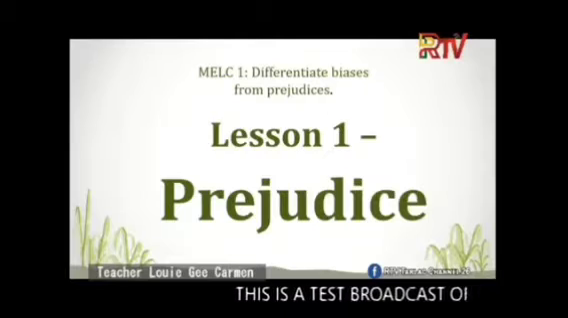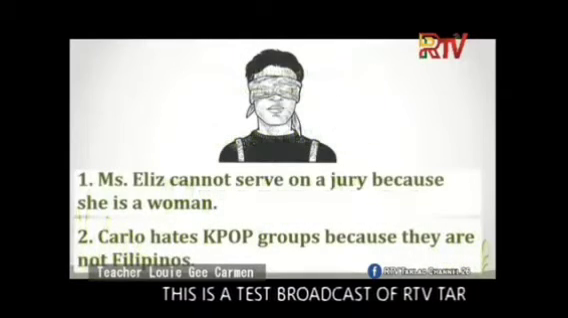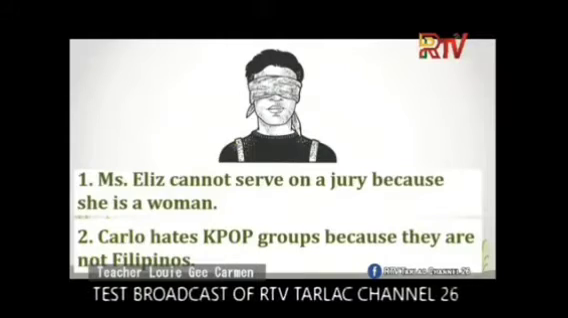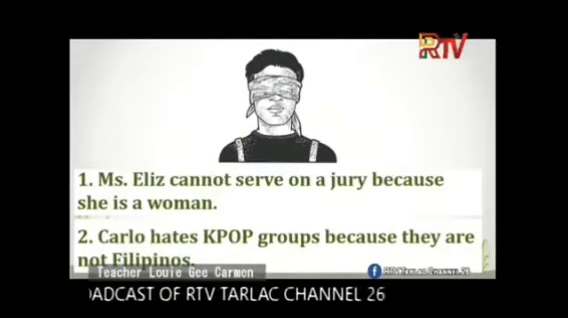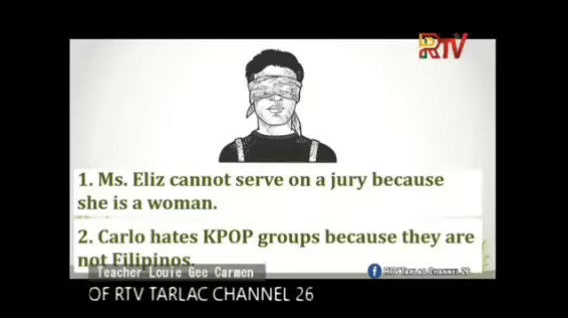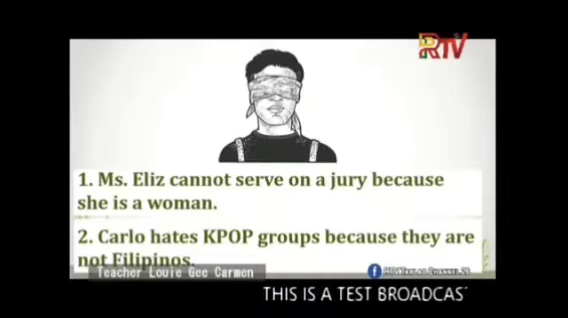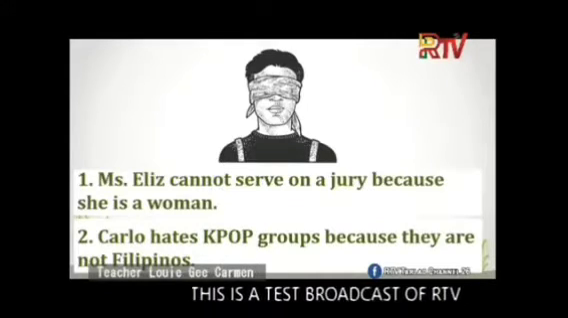On the first page of your activity sheets, you will see an image of a blindfolded man, and on both of his sides you will see two statements. Let us all read the statements together. First, Miss Ellis cannot serve on a jury because she is a woman. Second, Carlo hates K-pop groups because they are not Filipinos.